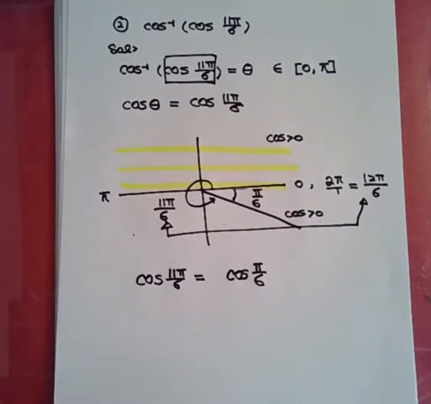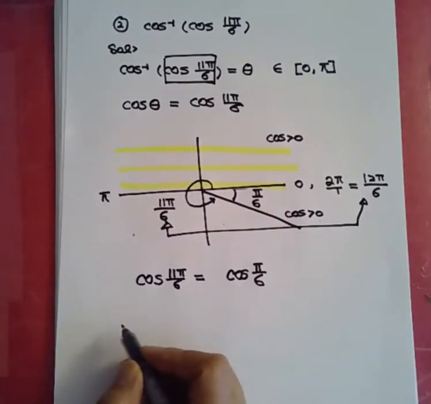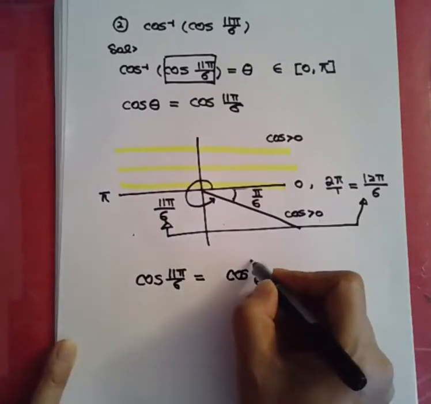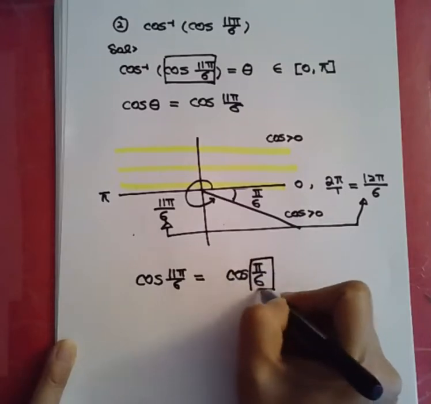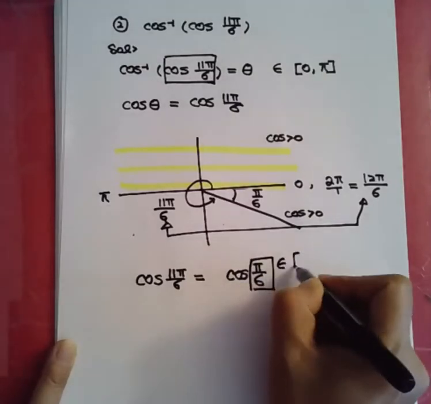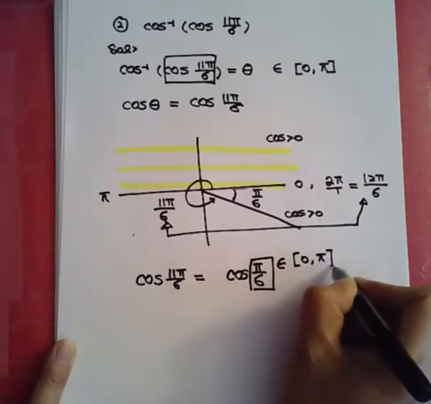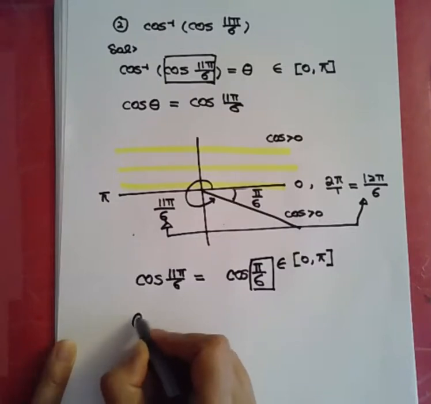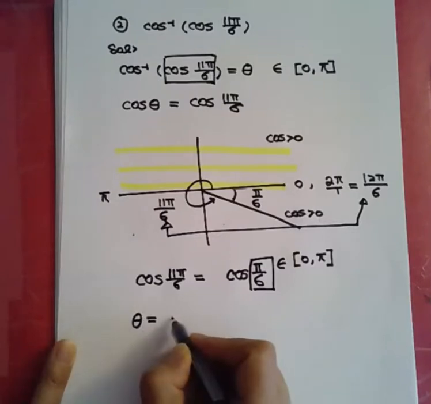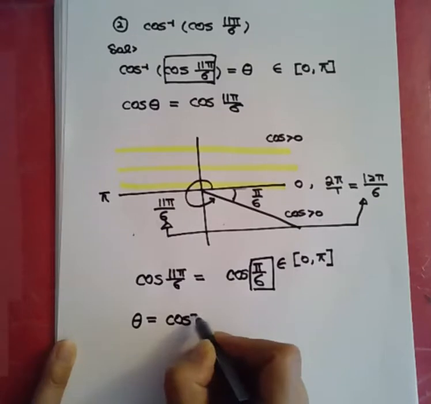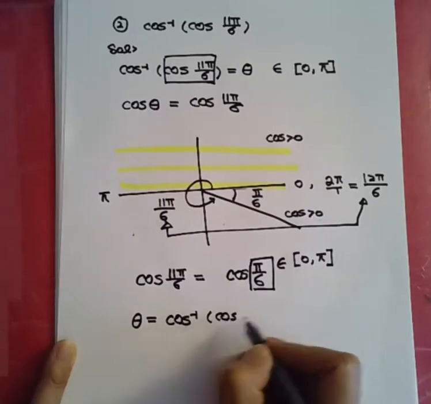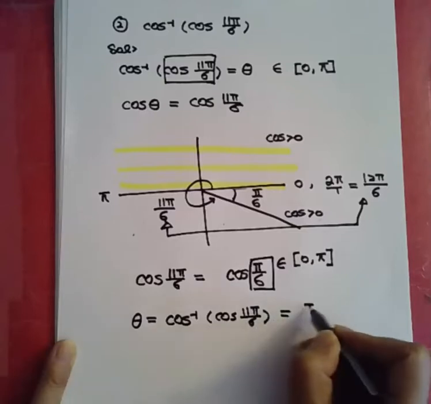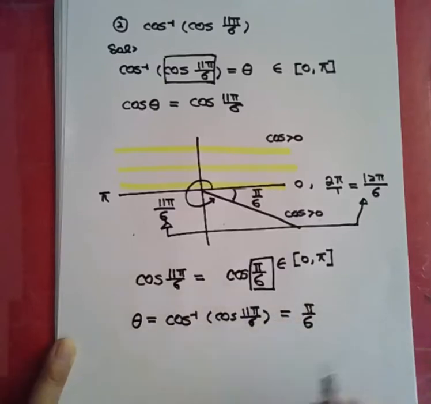So we found the angle between 0 and pi. Therefore, the final answer, theta, which was cosine inverse of cosine of 11 pi over 6, equals pi over 6.